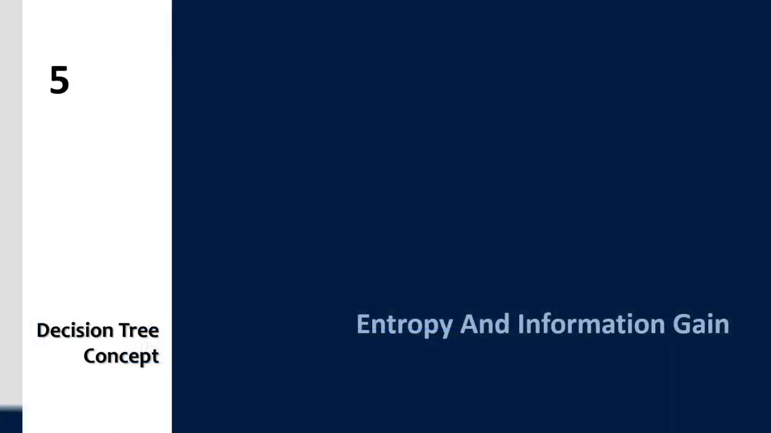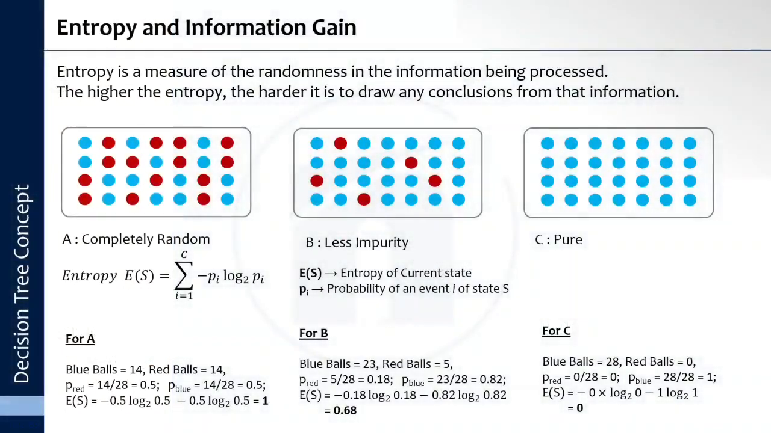Now we'll see the other algorithm. In ID3, iterative dichotomizer 3, we use the calculation method known as entropy and information gain. Entropy is the randomness of information.